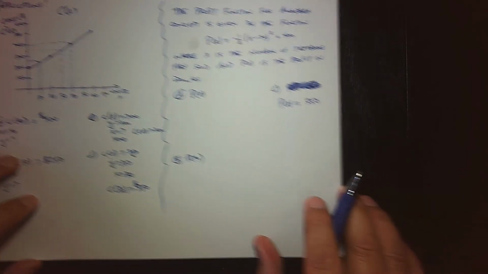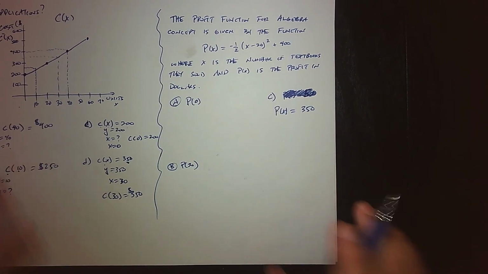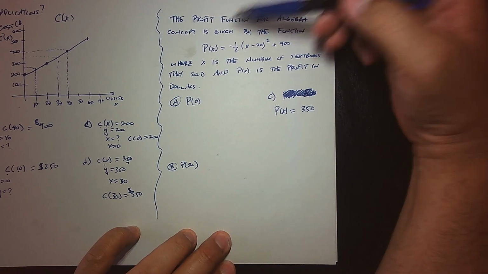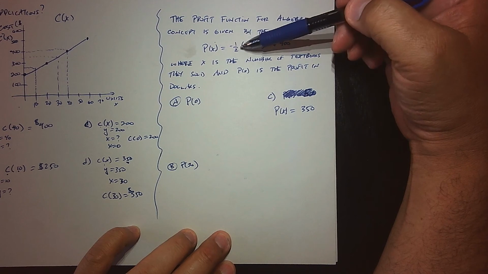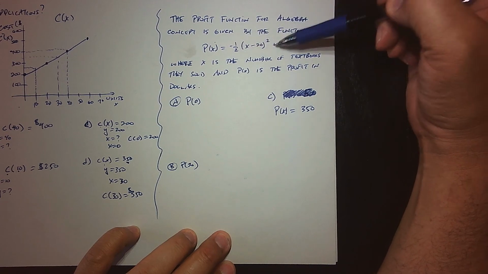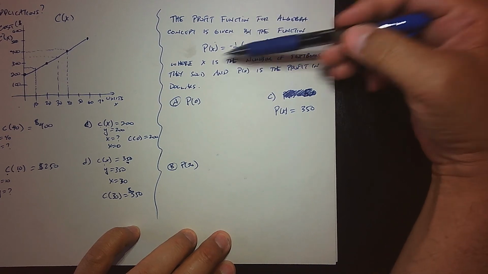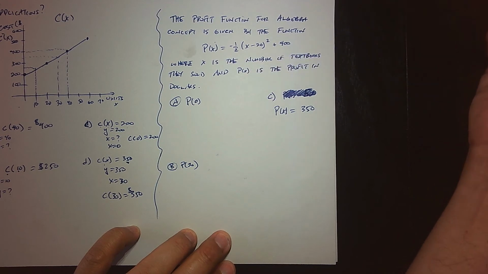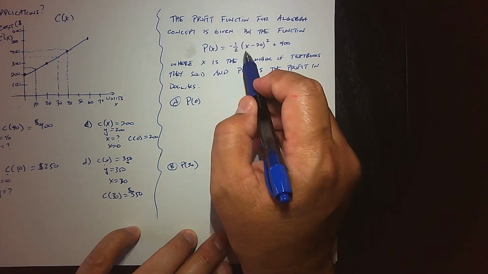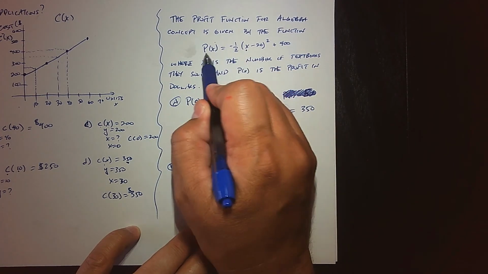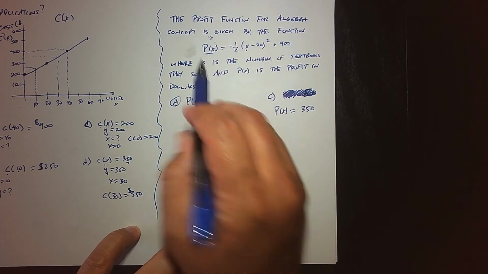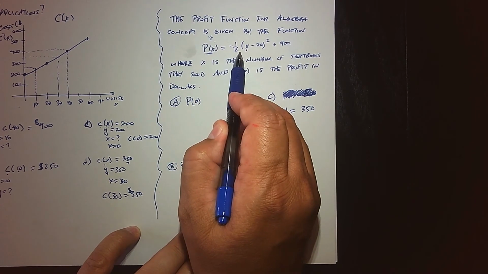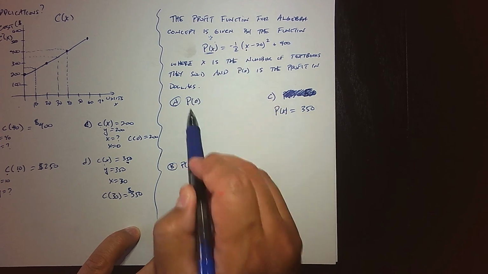In the next one, more of a word problem. It says we have a profit function for algebra concept is given by the function p of x equals -1/2 (x minus 20) squared plus 400. x is the number of textbooks they sold, and p of x is the profit in dollars. So there's the meaning. So x represents the number of textbooks. P of x, remember that's just y, is representing the amount of profit they made for the x amount of textbooks. So how do we find p of 0?